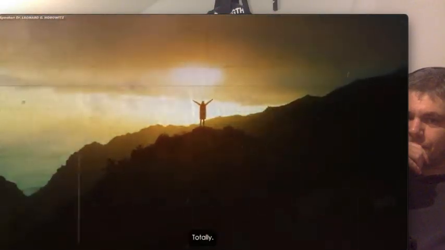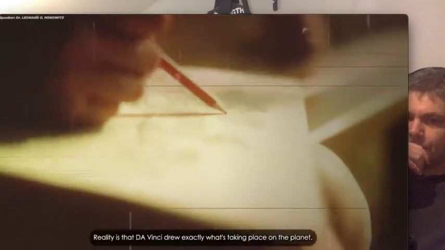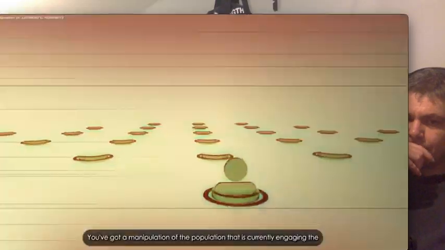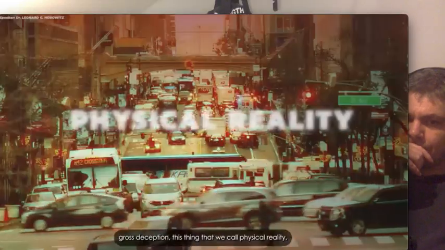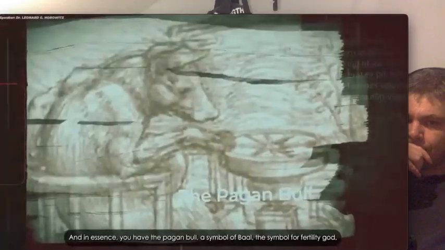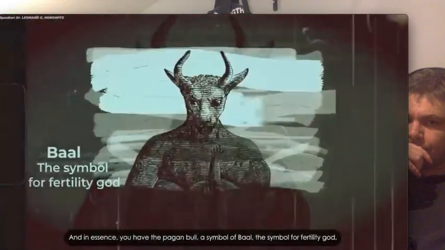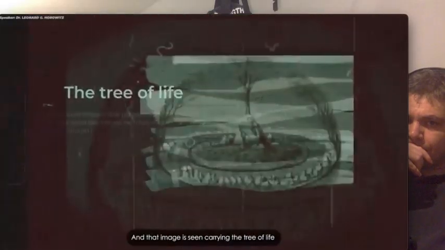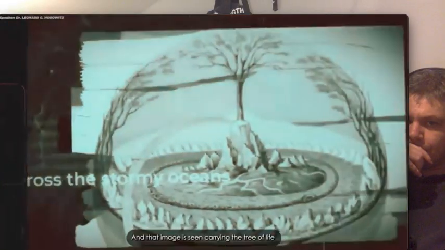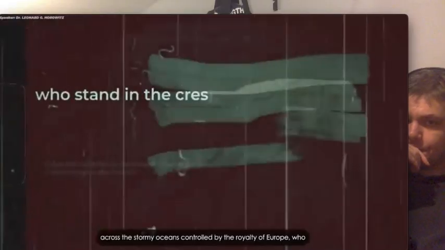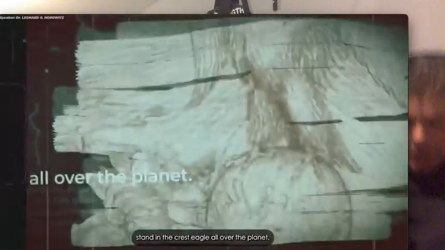Reality is that Da Vinci drew exactly what's taking place on the planet. You have a division between the religious world and the political world. You've got a manipulation of the population that is currently engaging the gross deception, this thing that we call physical reality. And in essence, you have the pagan bull, a symbol of Baal, the symbol for fertility god, which currently represents the symbol of the Roman Catholic Church. And that image is seen carrying the tree of life across the stormy oceans, controlled by the royalty of Europe, who stand in the crest of the eagle all over the planet.